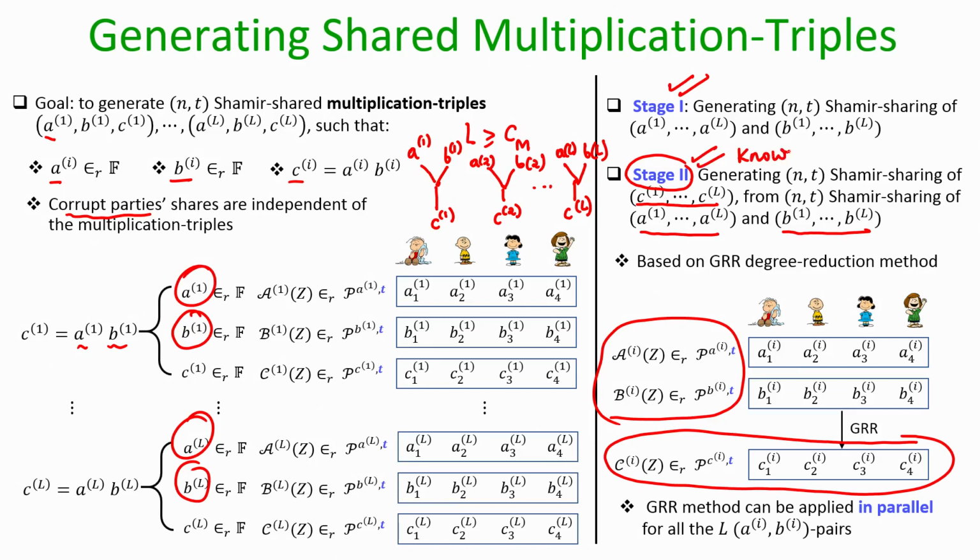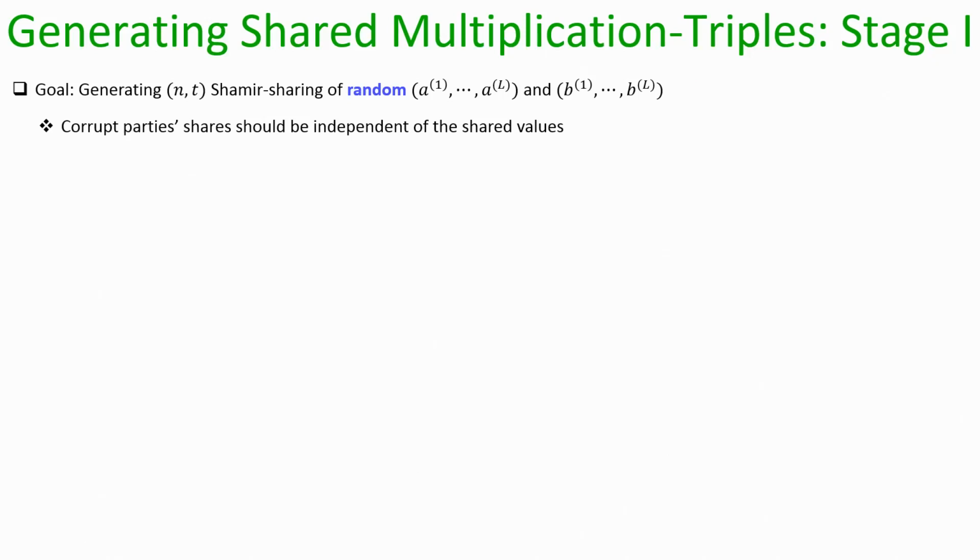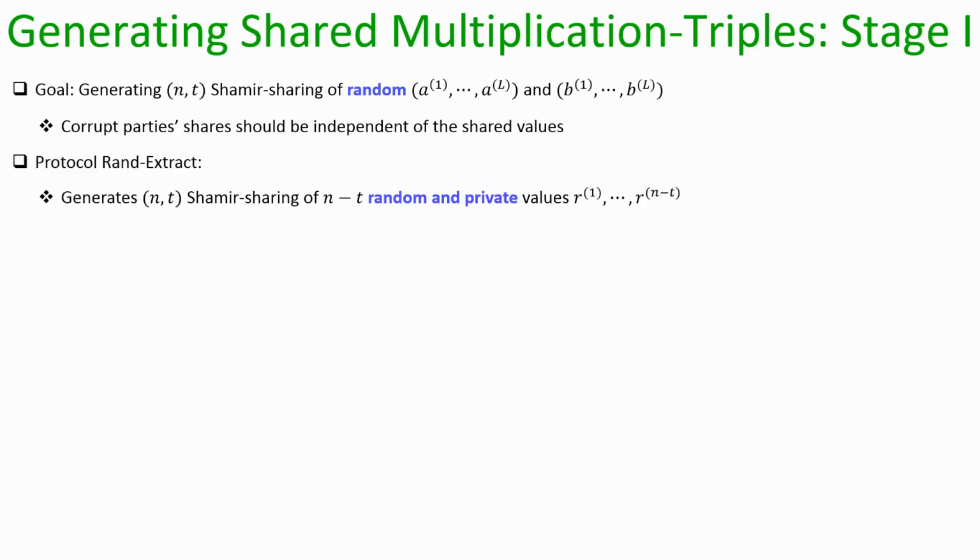We know how to compute the C components of the shared multiplication triples, assuming that the A components and the B components have been generated. So, our focus now should be how do we generate these secret shared A components and B components. Okay. So, our goal is this, and for this we will use a protocol called RAND extract, standing for randomness extraction. And this protocol does the following.